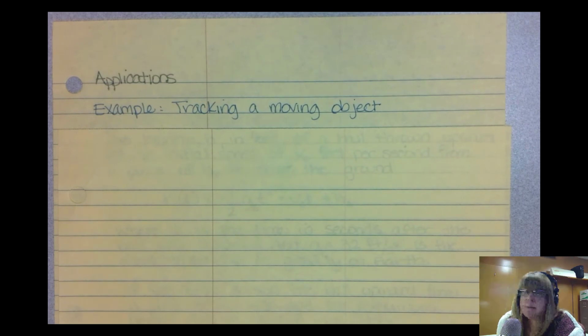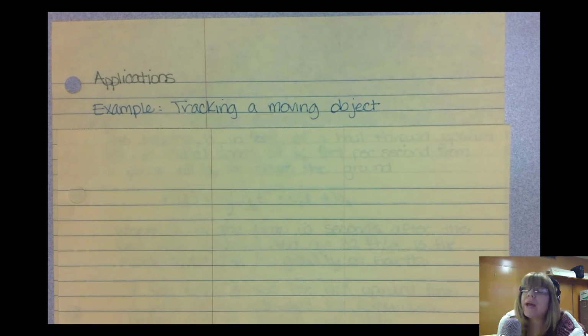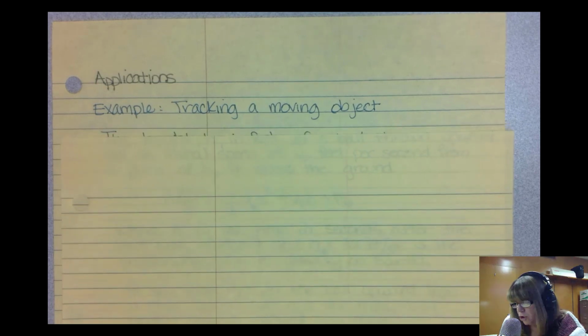A lot of the time I hear from math students, well, why do I have to learn this? It's all x's and y's, and we never use x's and y's. Well, there are actually applications of this math that we're doing. So let's take a look at one. We're going to track a moving object.